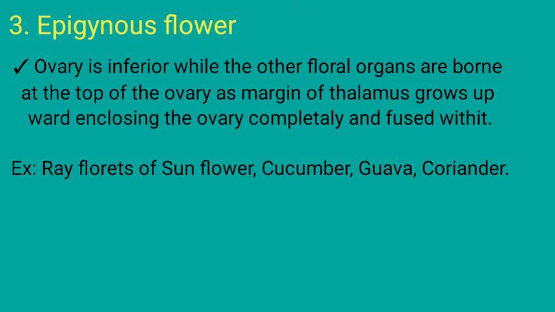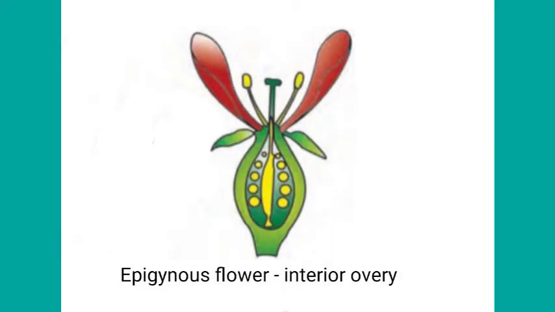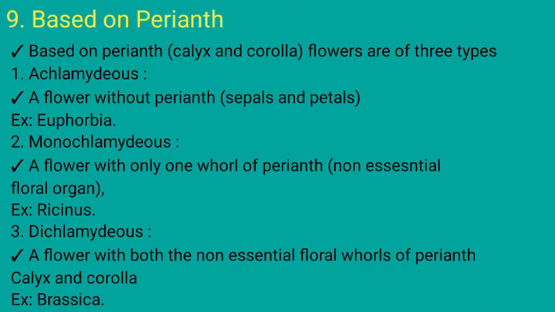Let's see the diagrammatic representation of epigynous flower with inferior ovary. See, in the diagram, the ovary is completely buried in the thalamus. Other floral appendages like sepals, petals, stamens are present at the top of the ovary, which means the ovary is inferior, other floral organs are superior. Another type of classification is based on perianth.